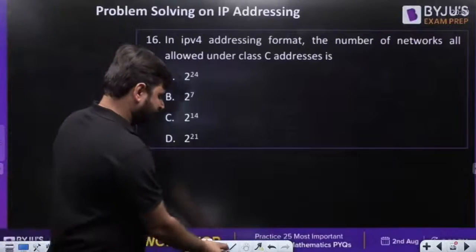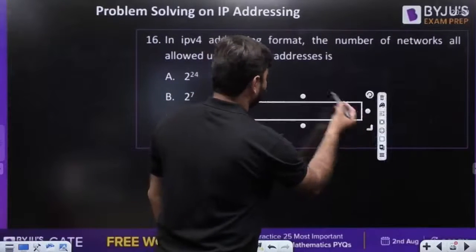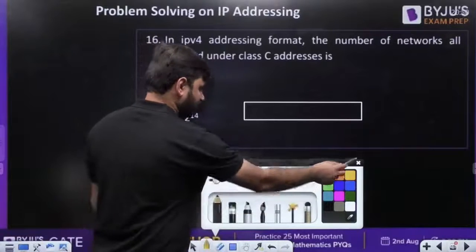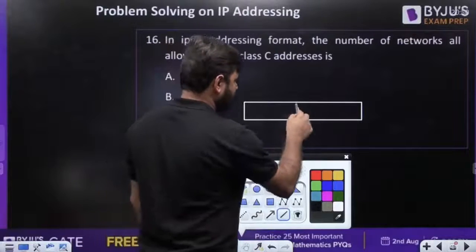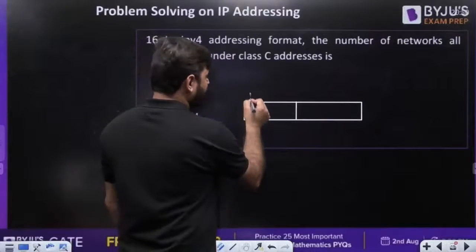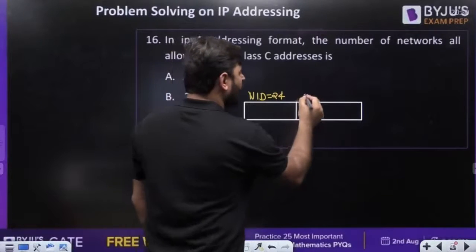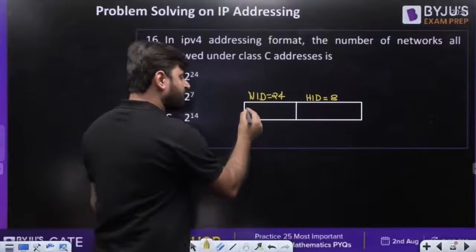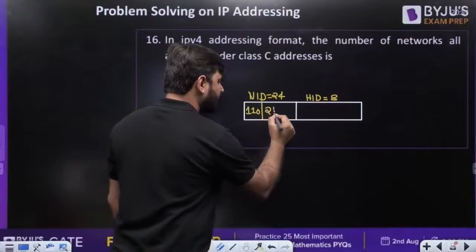Class C. So my dear friends, actually we know one thing that here the network ID, how many bits? 24 bits in class C. Host ID, how many bits here? 8 bits. We know that. But the first 3 bits are already fixed, 110 in the class. So how many remaining bits? The remaining bits are nothing but 21 bits.